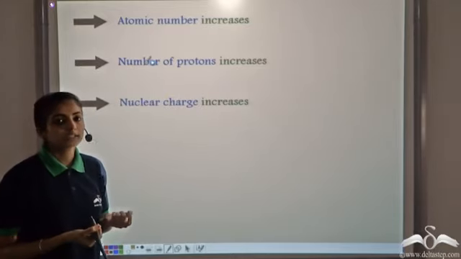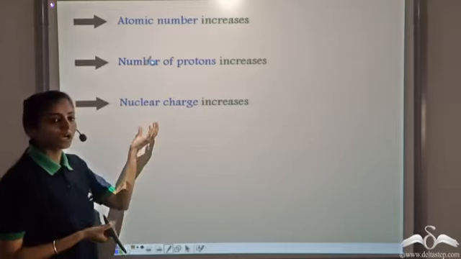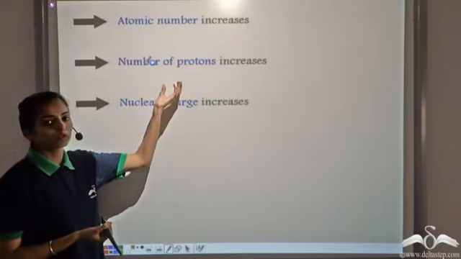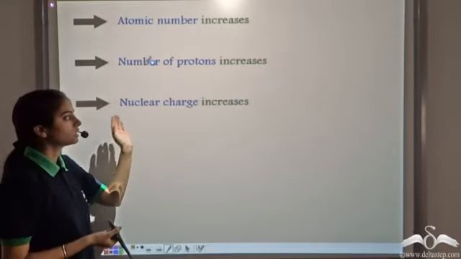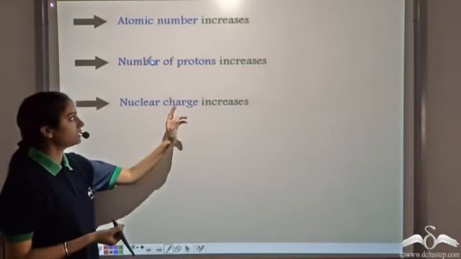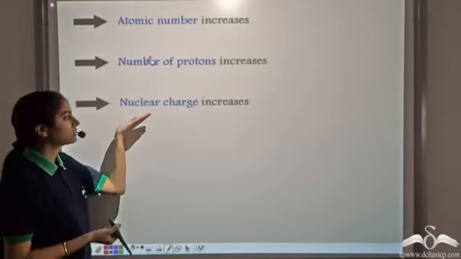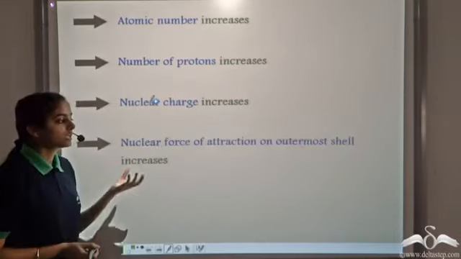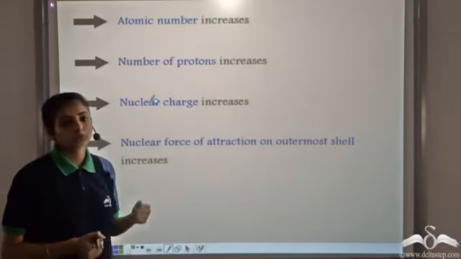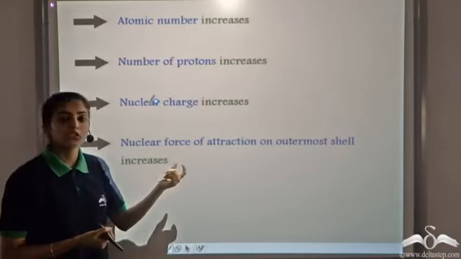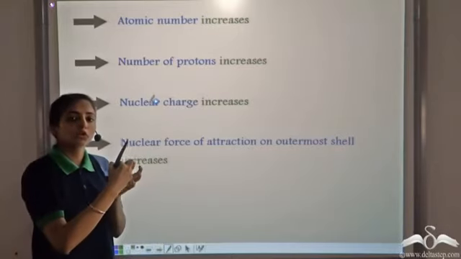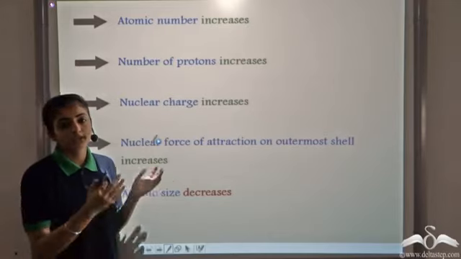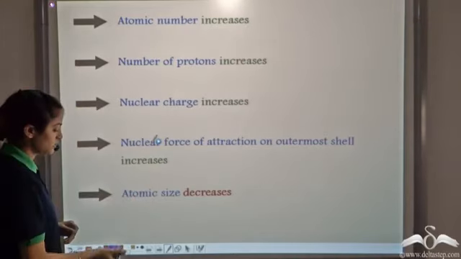Nuclear charge. The nucleus consists of neutrons and protons. Neutrons are neutral, that is, they have no charge. So the charge of the nucleus depends on the charge of the protons. More the number of protons, more is the nuclear charge. Therefore, going from left to right in a period, as the number of protons increases, the nuclear charge also increases. This leads to greater force of attraction on the outermost shell. The increased nuclear charge tends to pull the outermost shell closer to itself, and in doing so, the atomic size of the atom decreases. Let's see this pictorially.